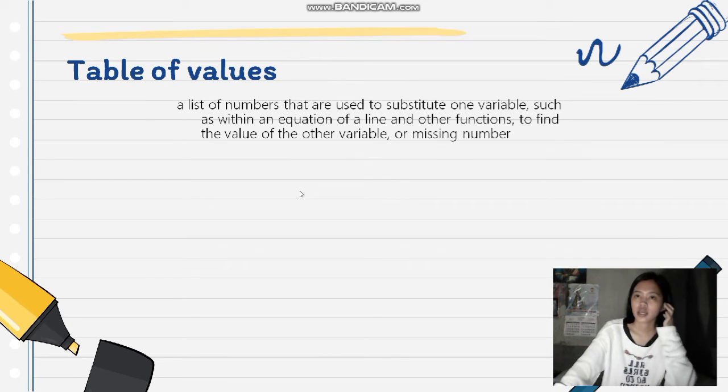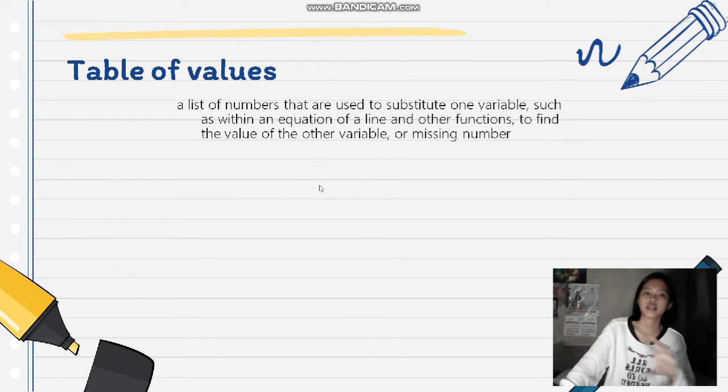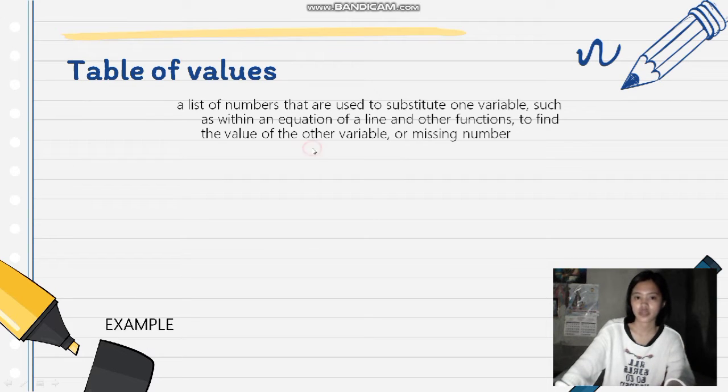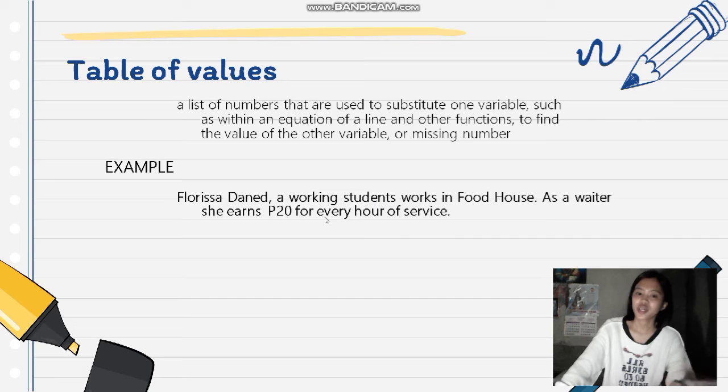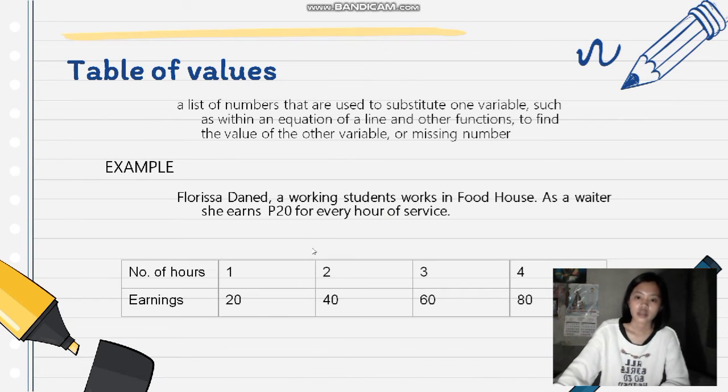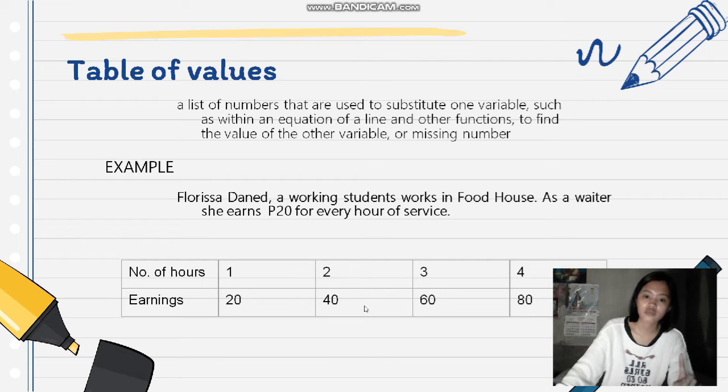So, sa table of values, magbibigay ng problem and then i-substitute, kailangan mong malagyan lahat ng kulang doon sa hinihinging problem. So, for example, Clarissa Donald, a working student, works in a food house as a writer. She earned 20 pesos per day every hour of service. So, paano nga ba siya ilagay in table of values? This example, so, number of hours, we have 1, 2, 3, 4. Ito yung hours. And then earnings, we have 20, 40, 60. Nag-multiply by itself lang. Yan yung table of values.